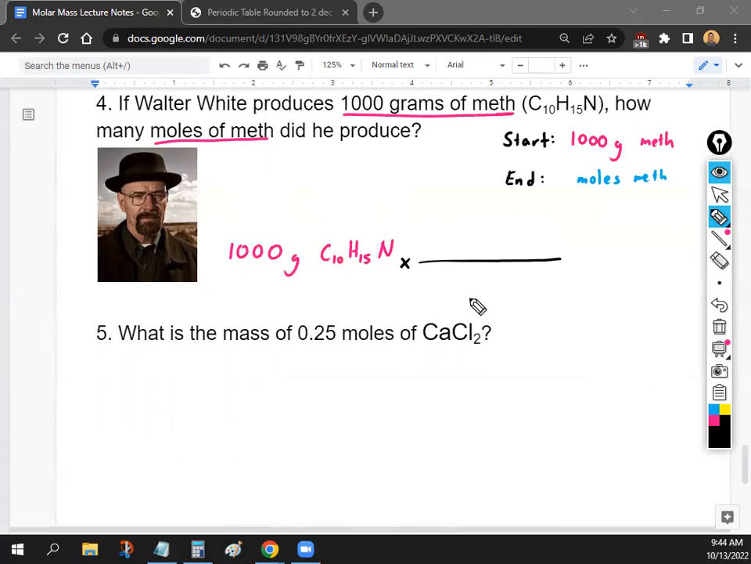So what we're gonna do is we're gonna use the molar mass of meth that we found earlier. We said earlier that meth is 149.26 grams in 1 mole, right? And so what we're gonna do is we're gonna plug this into the fraction. Now, we need to figure out where we should put the 149.26.